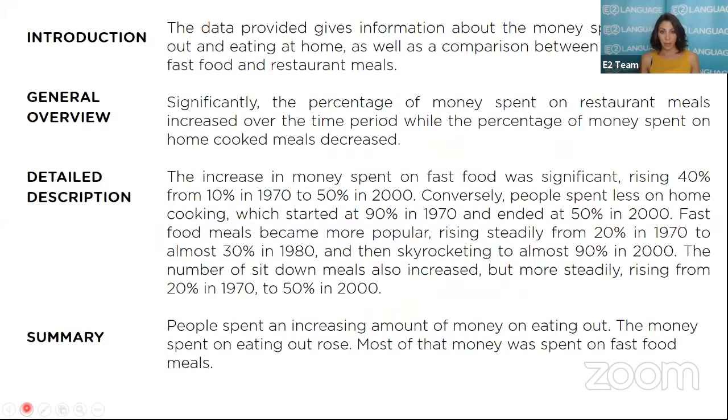So this is the end product. As you can see, we have 4 paragraphs. Each one of them has a particular function. The introduction just introduces the charts. It just tells us what the charts are about. The general overview is just a sentence or two, generally giving us the main trends. Then we move into a detailed description with data and statistics, and then we end with a summary.